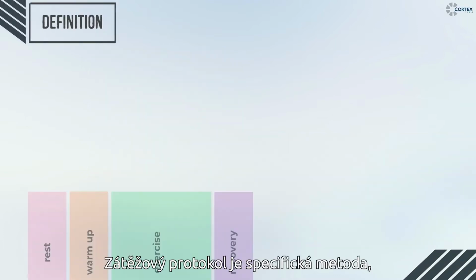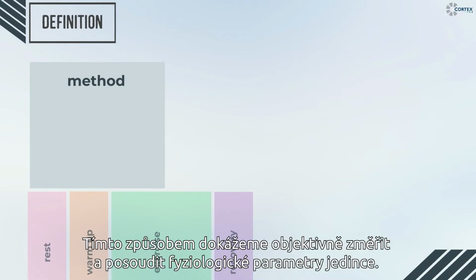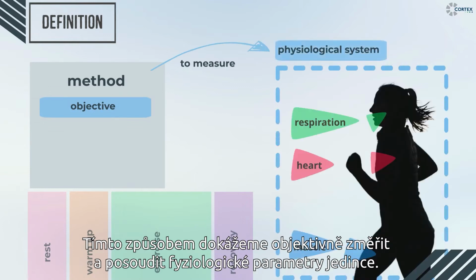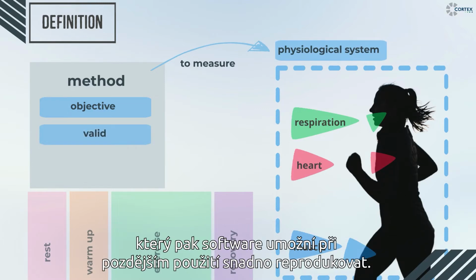An exercise protocol is a specific method that brings a subject to the agreed physiological stress. By doing so, we can objectively measure and assess the physiological system of an individual. For each circumstance, a valid and well-grounded protocol needs to be selected, which then can be easily reproduced from the software for later use.